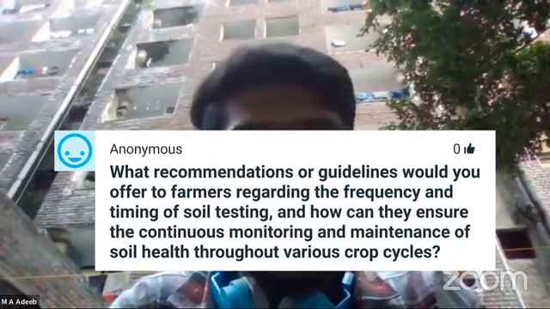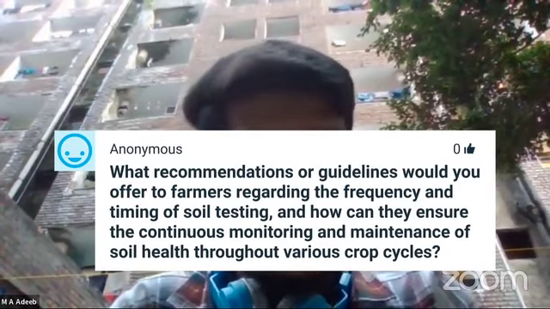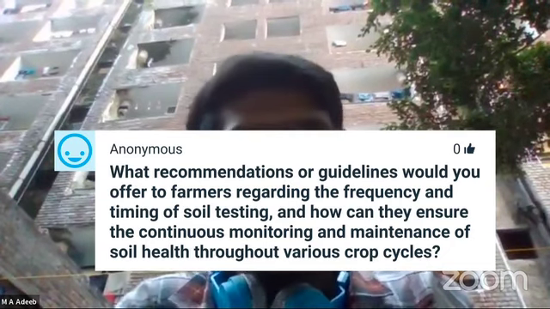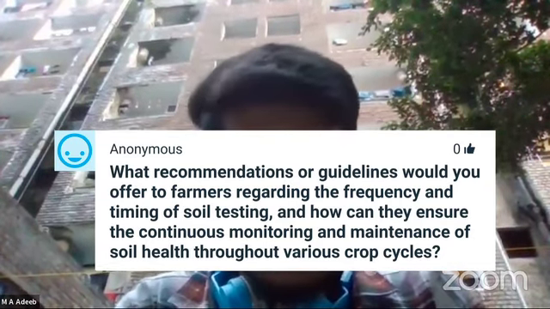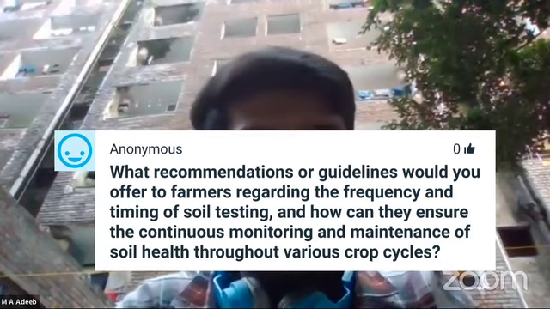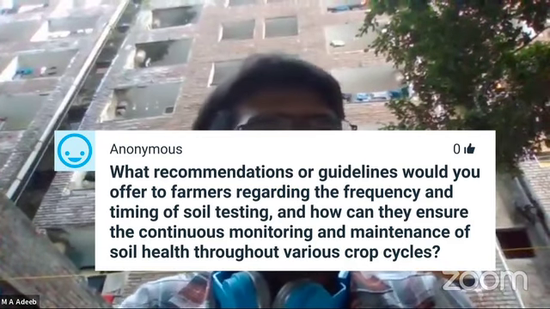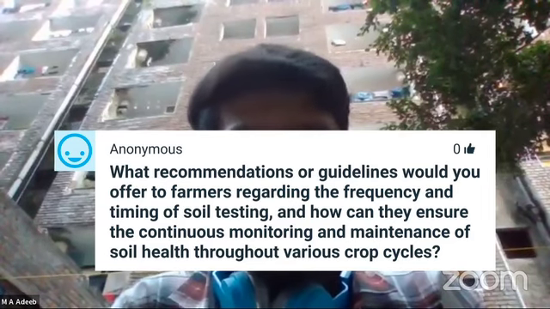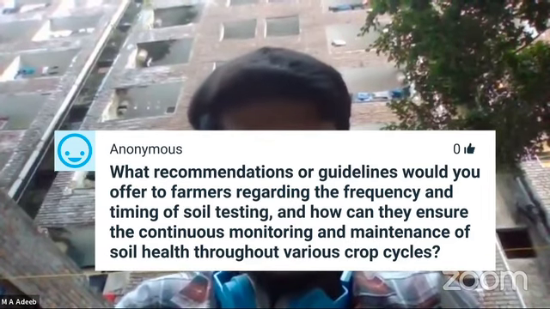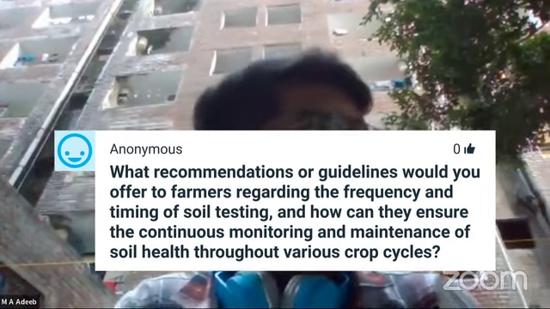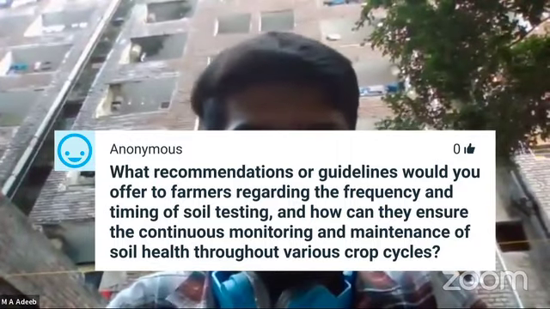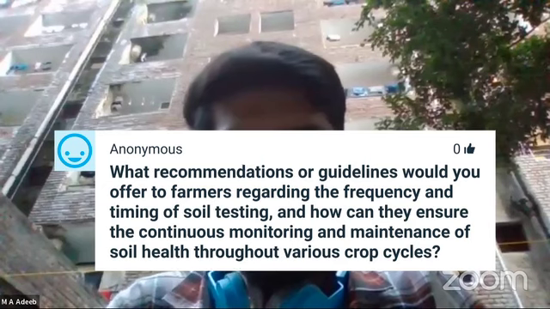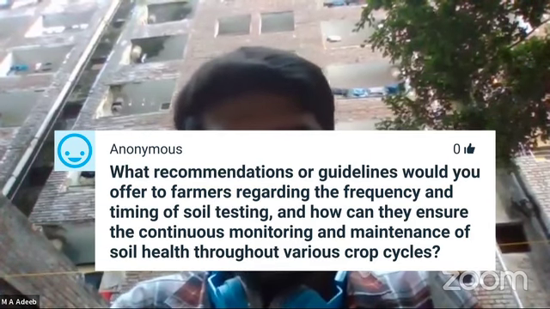So every state has its own agriculture college. They publish certain recommendations in their locality. The agriculture colleges in their own states will test the soil in particular districts. So for every district they will show a soil recommendation. A farmer can follow that recommendation if they don't test their soil.